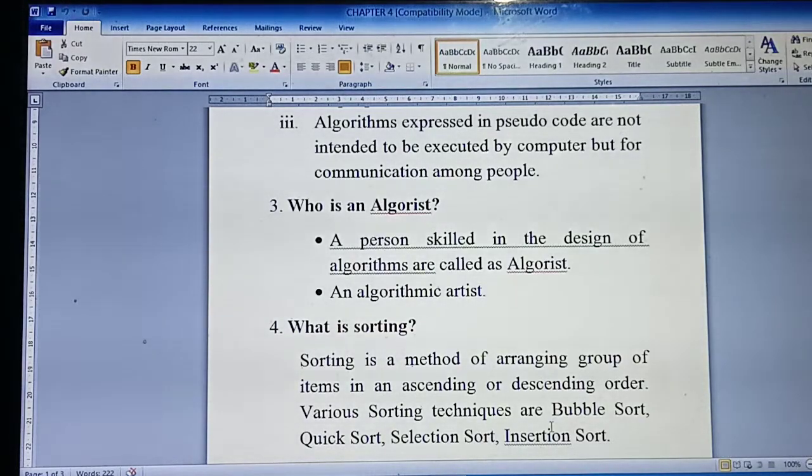So write fast, students. Completed. Sorting is a method of arranging group of items in an ascending or descending order. Various sorting techniques are bubble sort, quick sort, selection sort and insertion sort.